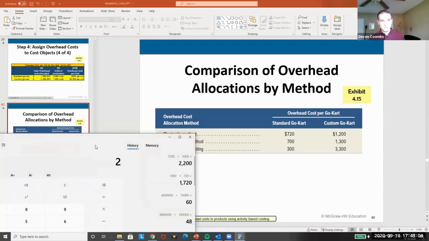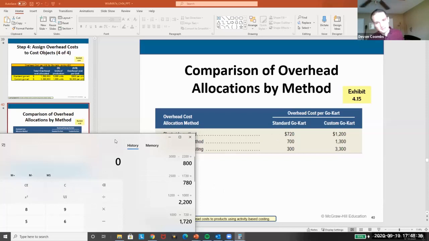So for right now, 2,500 minus 1,720, we make $780 in profit for our standard go-kart. And we make $800 for a custom go-kart. So as a company, we'd say, hey, man, our custom go-kart, we should try to sell more of those custom go-karts. They make us a lot of money. They're making us $20 more per go-kart than our standard go-kart. So let's focus on custom.